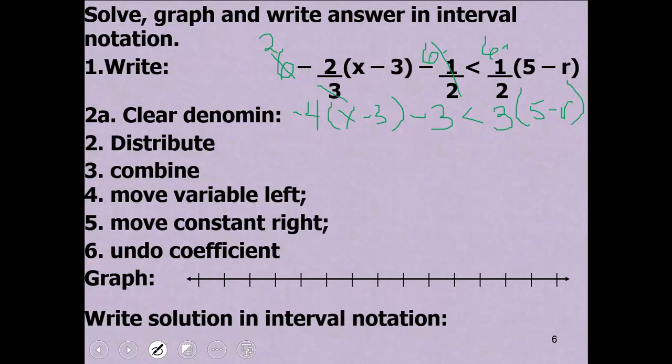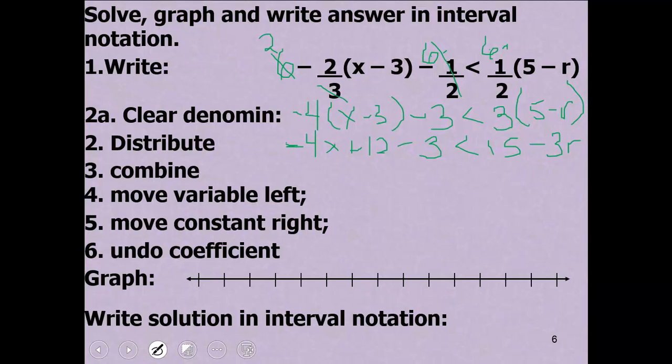Now distribute. See how I cleared that all out? Makes life a whole lot easier. Those of you that are resisting trying that, please give it a whirl. It might help you. Distribute negative 4x plus 12, that's a negative 4 times a negative 3, minus 3 is less than 15 minus 3x.